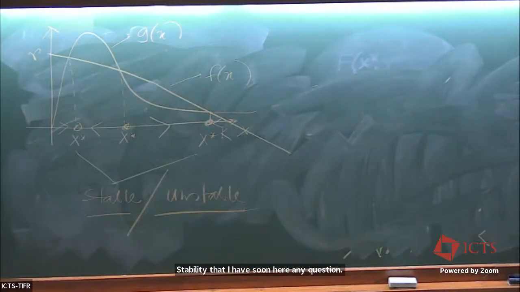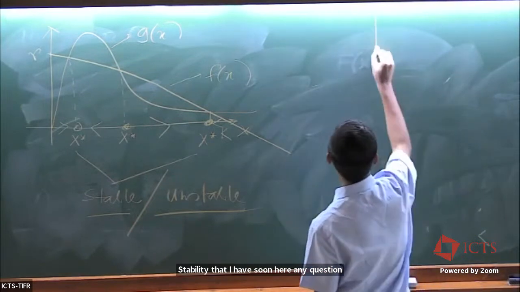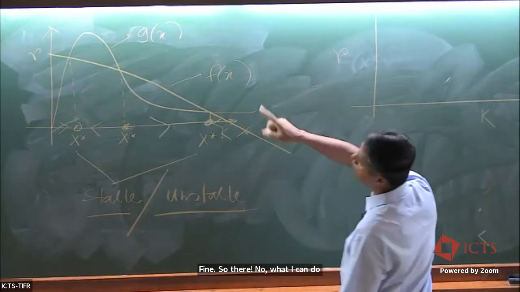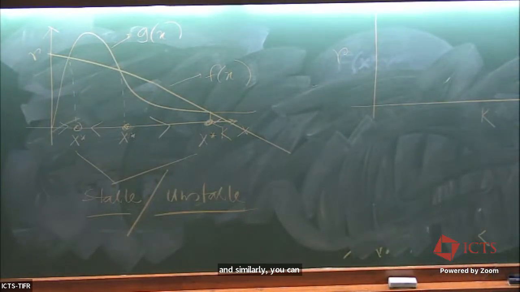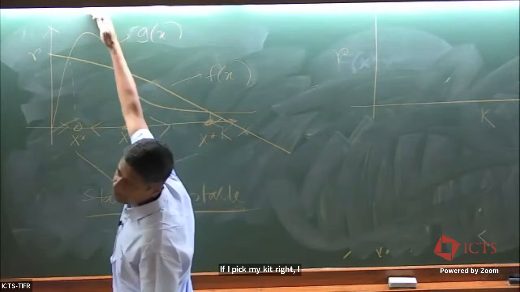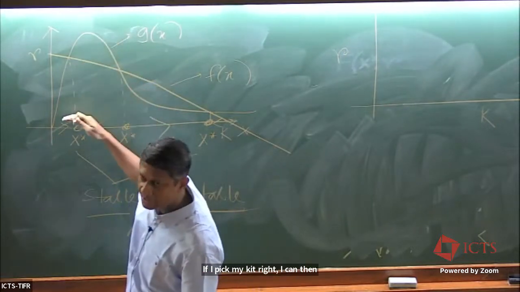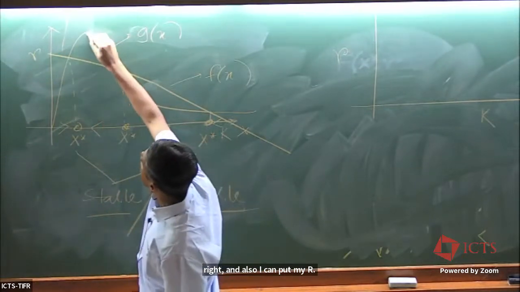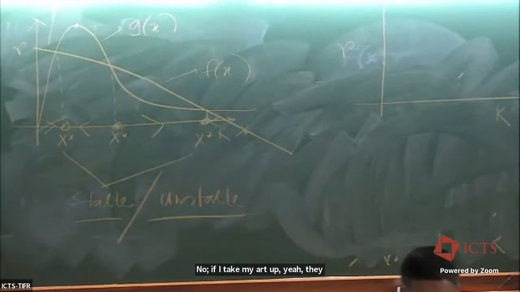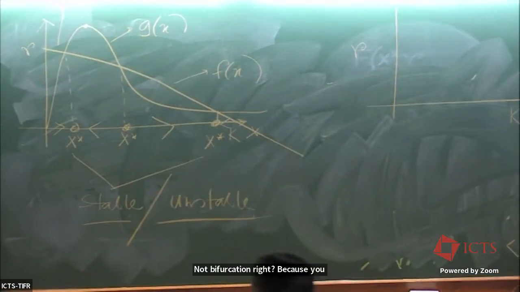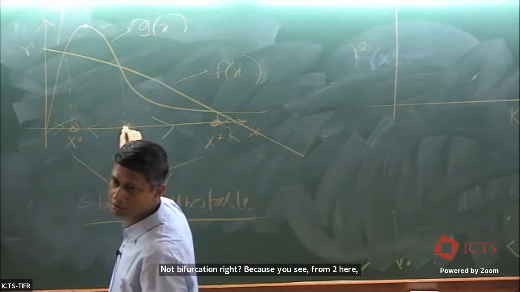Fine. So there, now what I can do, and similarly you can also play with your r. If I fix my k, I can then take my r up, and also I can put my r down. If I take my r up, what will happen? A saddle node bifurcation will occur, because you see, from two here, this one is stable and this is unstable.